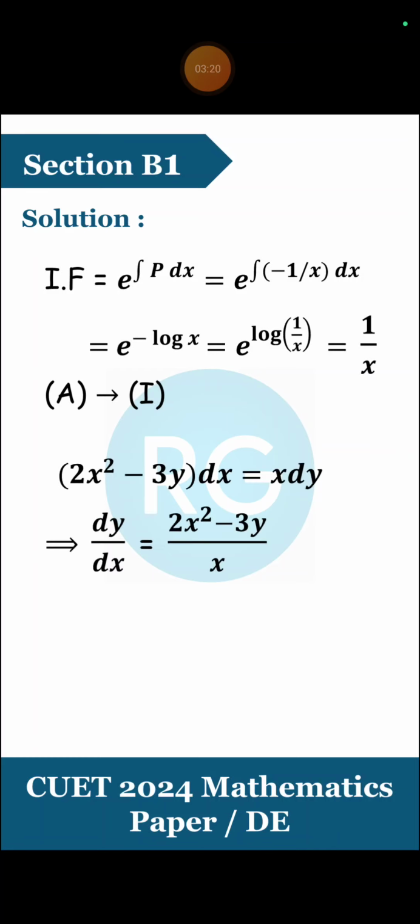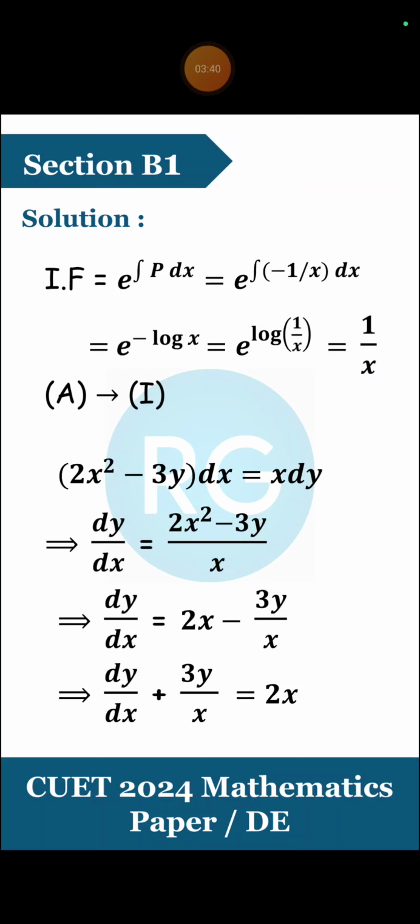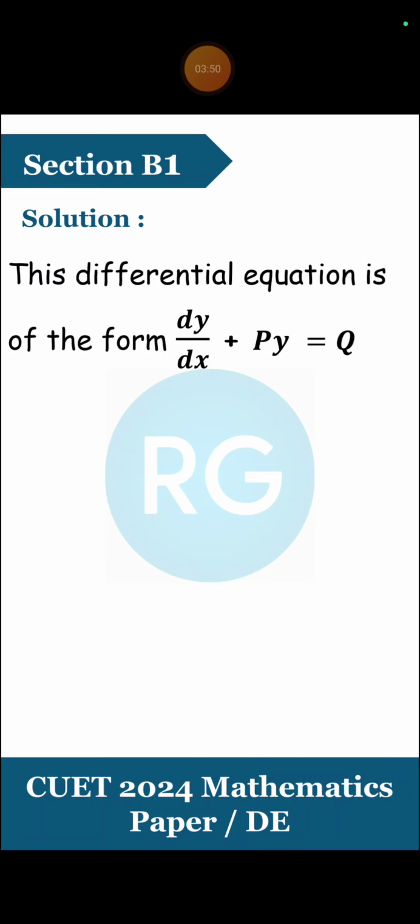So again, a differential equation is given to me. I'll sort it out in the form of dy by dx. So that is equals to 2x square minus 3y by x. I'll be dividing x individually. And then what I'll be doing, I'll shift that y part in which there is y to the other side. So I'll be finally landing with dy by dx plus 3y by x equals to 2x. So again, it is of the form dy by dx plus py equals to q, and p is of the form 3 by x.